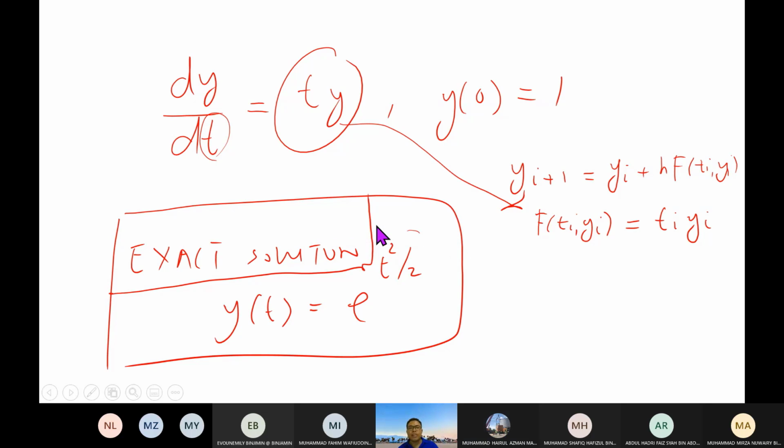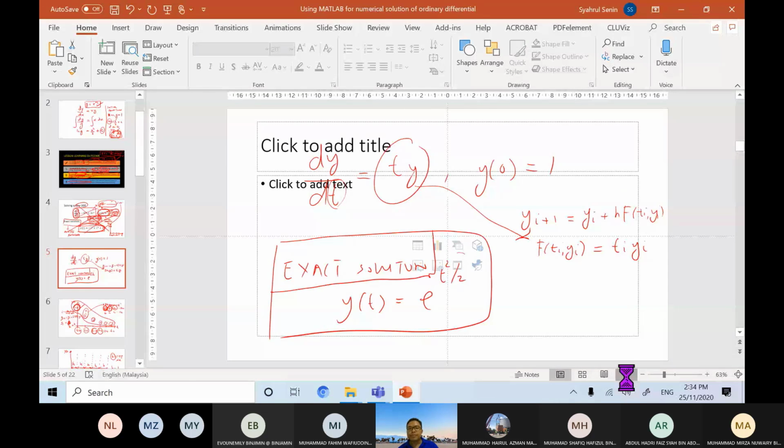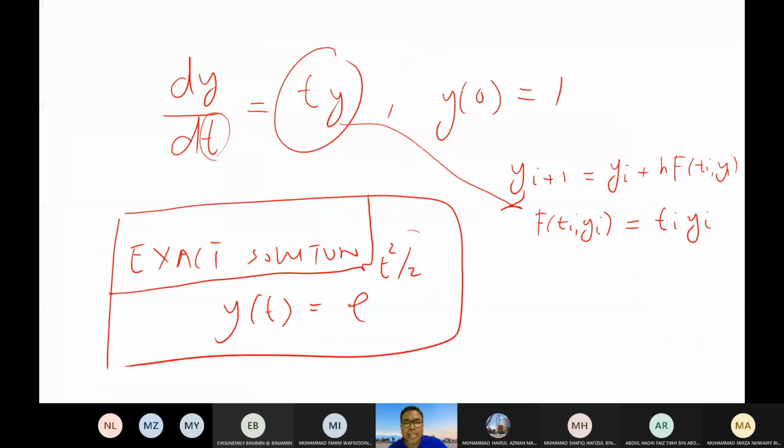Sebelum kita start, cuba kita tengok betul tak ni. Kita just check. When t is equal to 0, your y is equal to 1. Y0 is equal to e to the power of 0 squared over 2. E kuasa kosong adalah 1. Betul. So maksudnya benda ni betul. Ni saya nak check saja betul tidak, sebab saya takut silap. So meaning that this equation is correct.